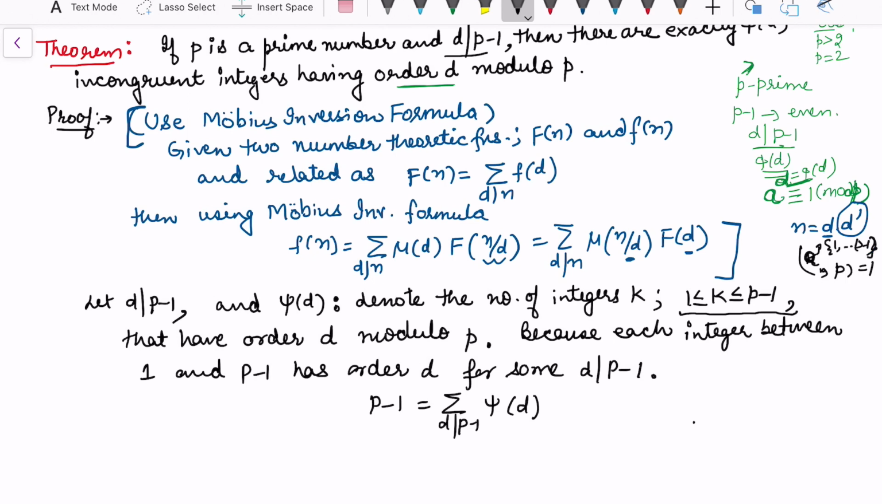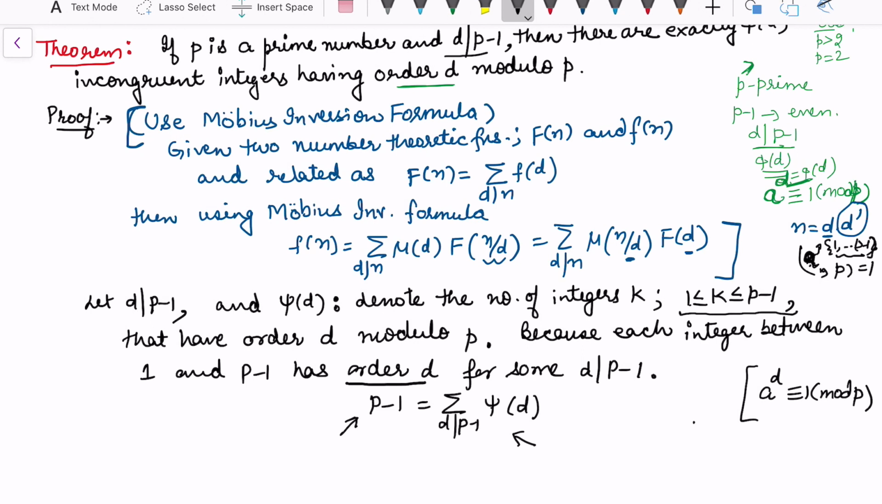So that means each a will have some order modulo p. And we are also saying that the numbers 1 to p minus 1 have some order d. Order means that a raised to power d must be congruent to 1 modulo p. This will always follow for some d. And when we sum this quantity, now why am I going to sum it? On this side, this is my total number p minus 1, and on the right hand side, I'm summing over xi(d).